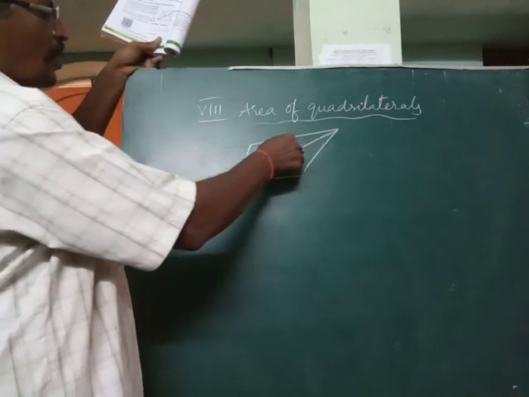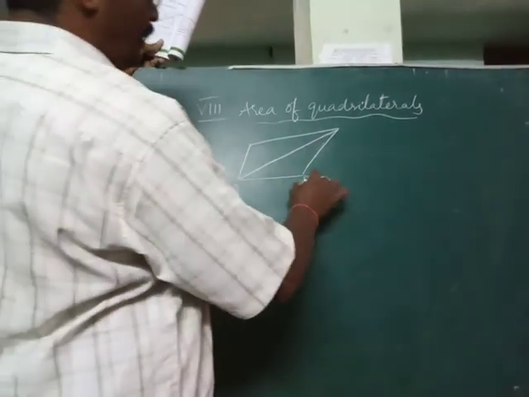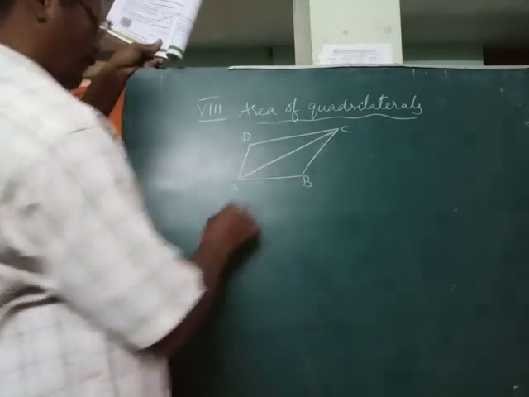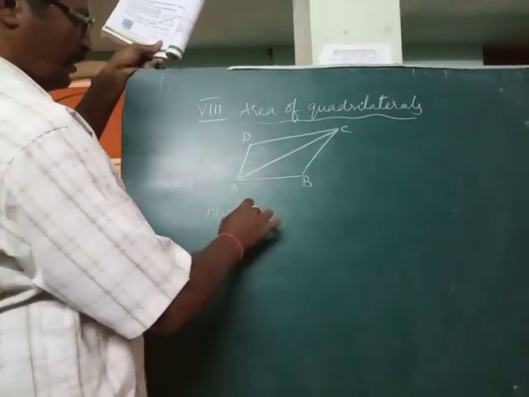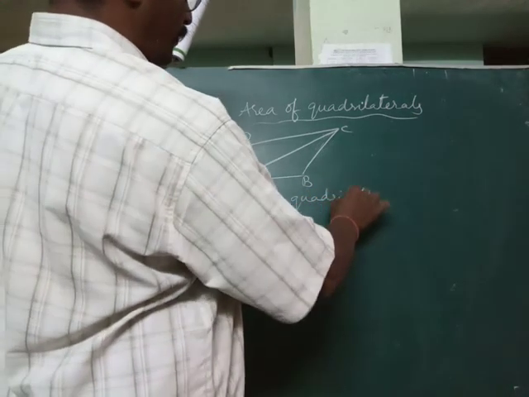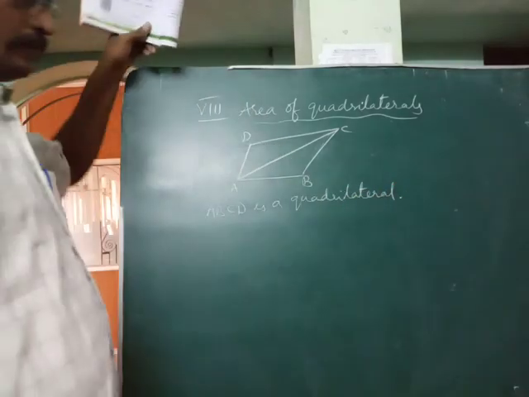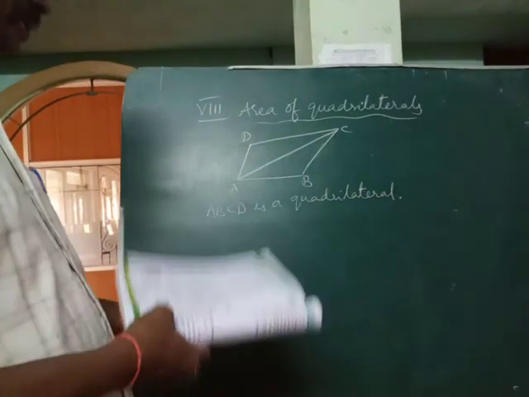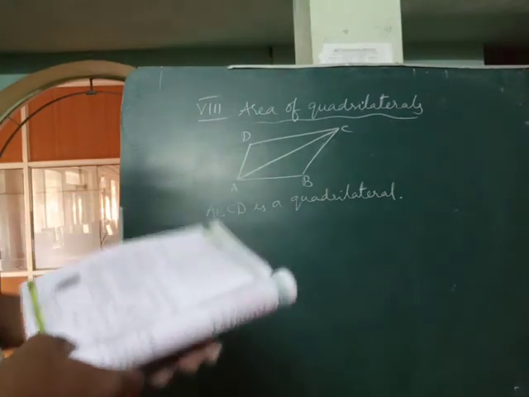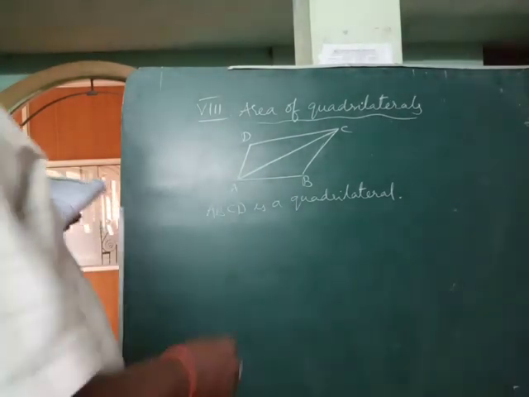This is the diagonal. Name is A, B, C, D. ABCD is a quadrilateral. In this, AC is the diagonal. Diagonal means D. It was shown by D.